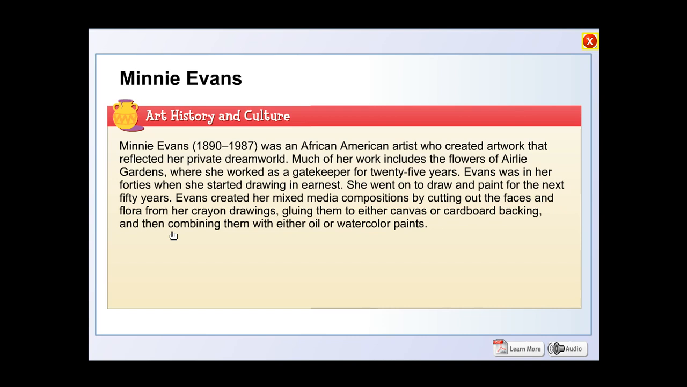So she would create these crayon drawings, and then she'd fold them in half. And if you've ever done that project where we had to do the mirror writing, and you write your name and you fold it in half and trace it on the other side, and you open it back up and it's like a creature. So she would do something like that. And then she would cut the faces out, and then she would glue them down on a piece of paper.